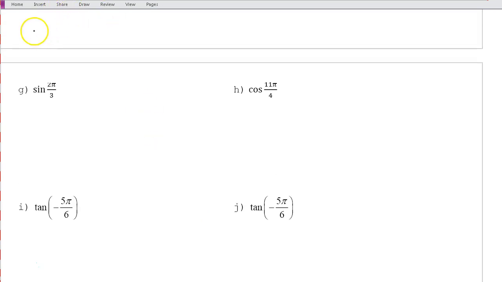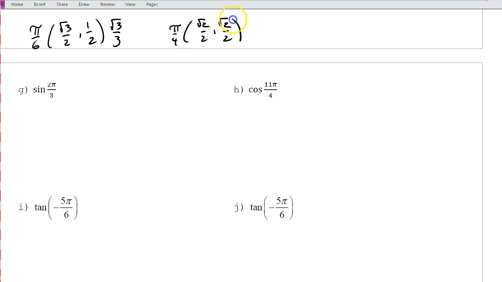So what I'm going to do is I'm going to write, okay, so pi over 6. I know that's going to be root 3 over 2, 1/2. I know my root 3 over 2 comes first because 3 times 2 is 6, so that matches. And I know that my tangent is root 3 over 3 because 3 plus 3 is 6, so that's my trick for remembering that. I know pi over 4, that's my root 2 over 2, root 2 over 2, y divided by x is 1.